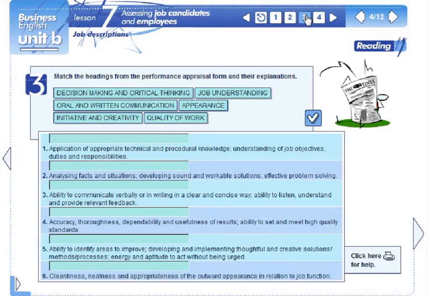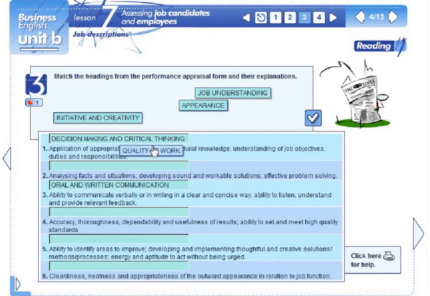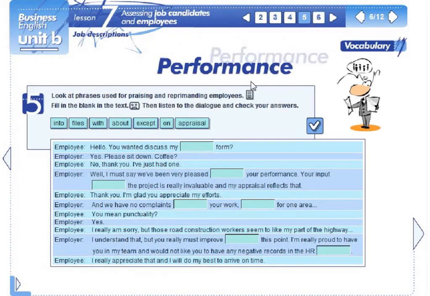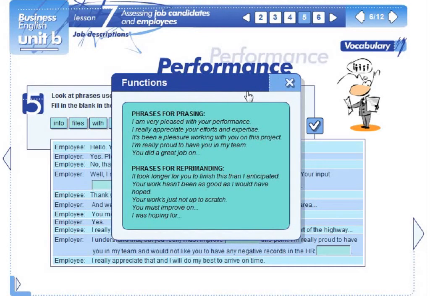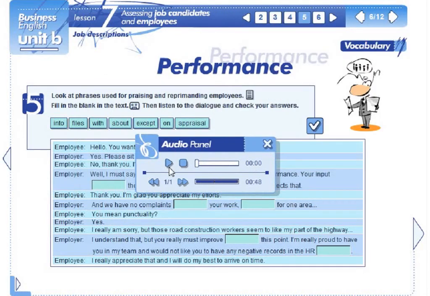There is also a section to learn vocabulary. Here, students learn phrases for praising and reprimanding employees. The words are presented in sentences so that students can see the words in the context. They can also use vocabulary boxes where all the words from a given page can be listened to. Having studied the words, students can practice and do some exercises on vocabulary.